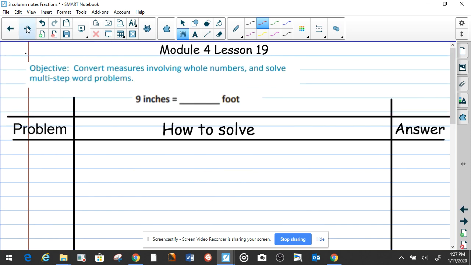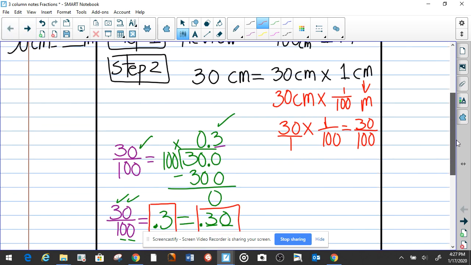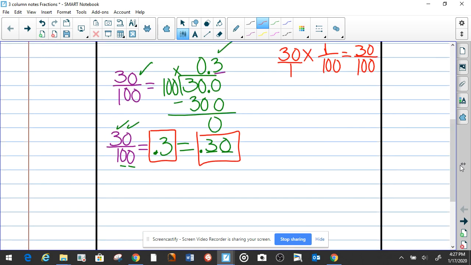Okay, my friends, let's do one more video. Let me go back a little bit and just review quickly. Now we're going to say that the answer is going to be 30 centimeters equals 3 tenths of a meter, or 30 hundredths of a meter. Those are two ways in which we can write the answer.